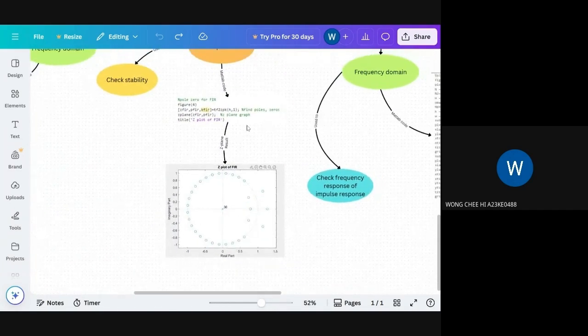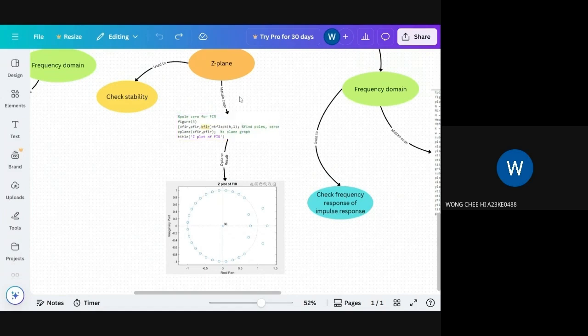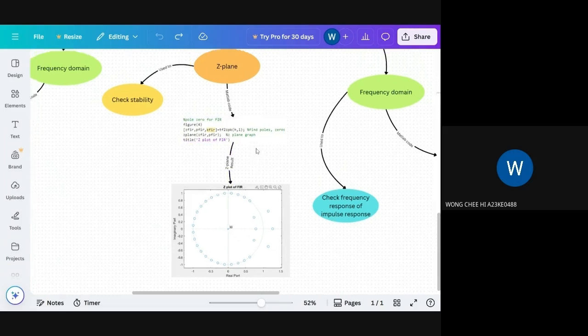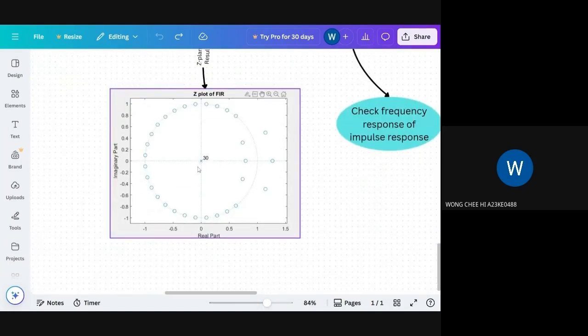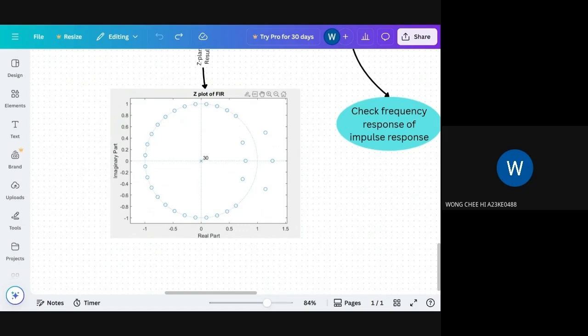Next I will discuss the Z transform of the filter. The Z transform is used to check the stability of the filter. To obtain the poles, zeros and also gain, we use the function tf2zpk. From the output, we can see that the poles are located at the origin, which means the filter is causal and stable. And most of the zeros are located on the unit circle, which will determine the cutoff frequency of the filter. That's all from me. Thank you.